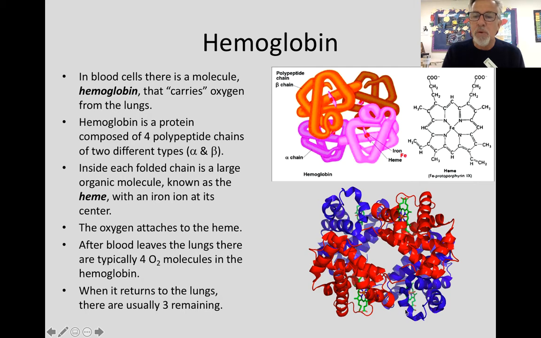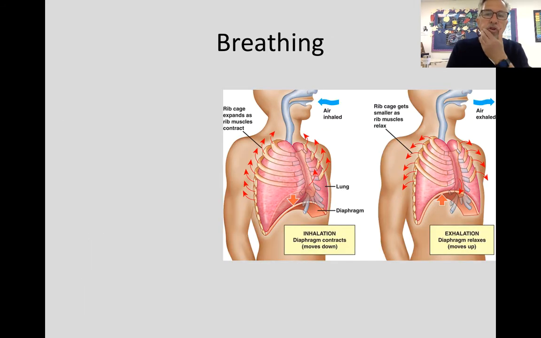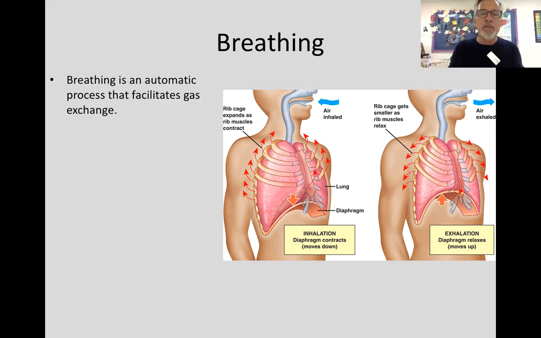At the bottom here, we have a space-filling diagram, which is an attempt to show you what the 3-dimensional shape of hemoglobin looks like. So let's now talk about breathing and how that works. Breathing is an automatic process. We call it autonomic because it's controlled by nerves of which we do not need to be conscious, although we can consciously control our breathing. But when we're not thinking about breathing, it happens automatically.